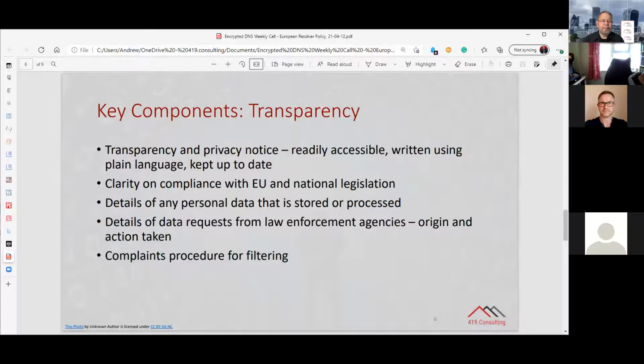It should be clear on compliance with both EU and national legislation. It should give details of what, if any, personal data is stored or processed by the resolver operator. It should contain details of any data requests from law enforcement agencies, both the origination of those requests, so which agencies, and what, if any, action has been taken. An important caveat on that one, which applies to many of these things, is unless it's not lawful to do so. And then finally, there should be a complaints procedure documented for any issues arising from the filtering. Conscious that there are plenty of instances of false positives in terms of wrong categorization of content, there should be an easy method for that to be rectified, that's clearly documented in the transparency and privacy notice.